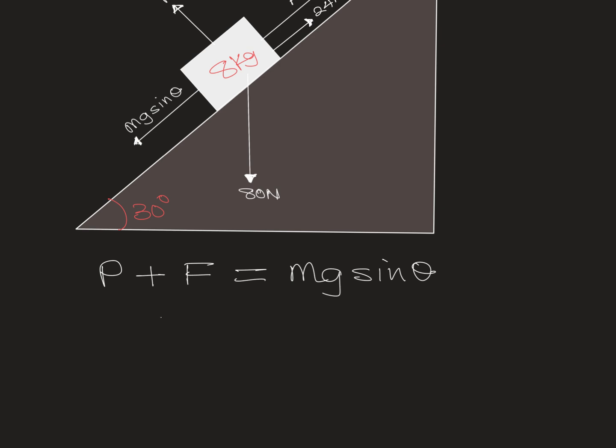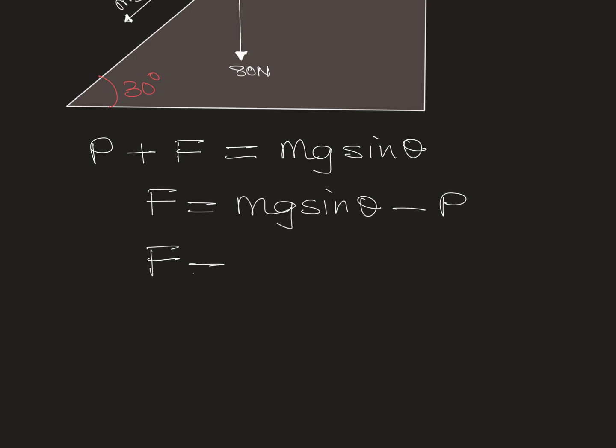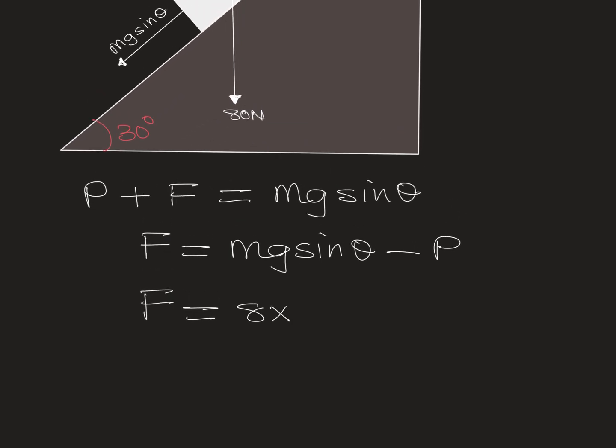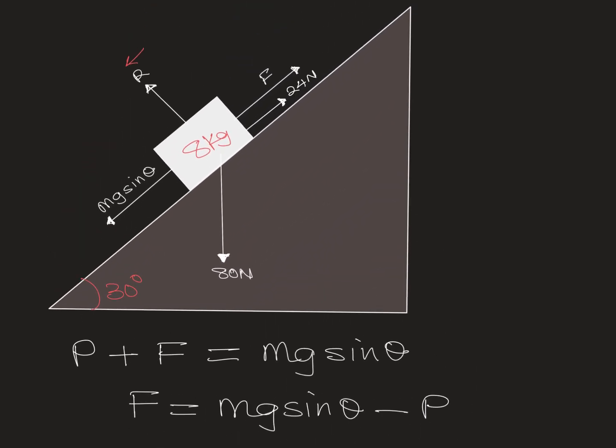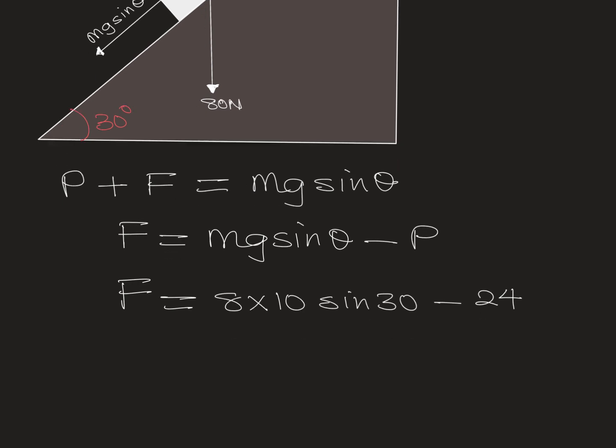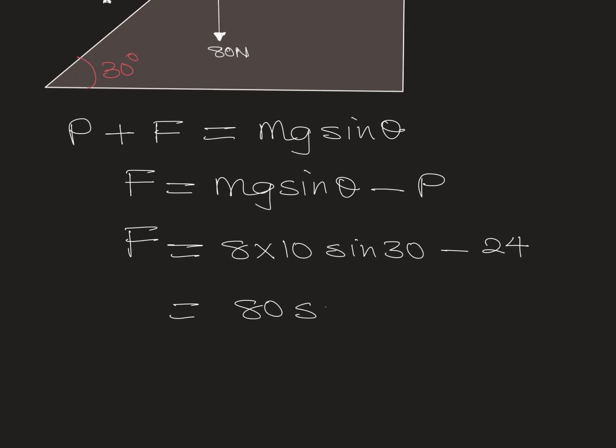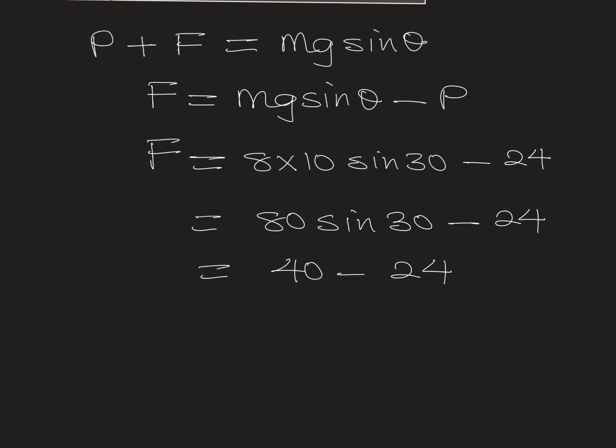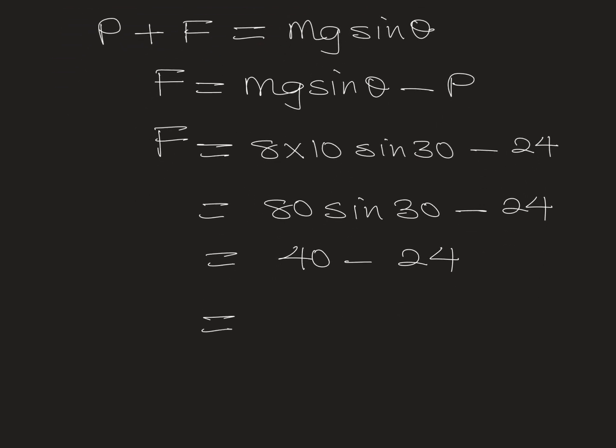If we want to find the frictional force, we say F is equal to mg sine theta minus P. So the frictional force will be 8 times 10 sine 30 minus the applied force given in the question, 24 newtons. That is 80 sine 30 minus 24. 80 sine 30 is 40, minus 24. So the frictional force will be 40 minus 24, and that is 16 newtons.